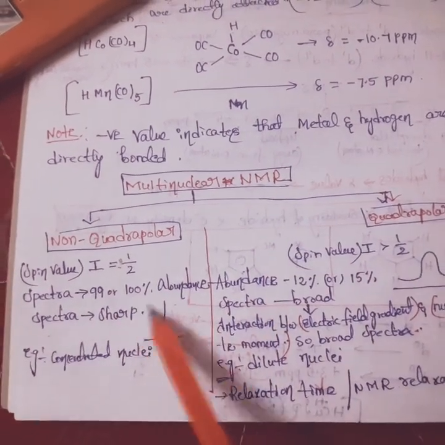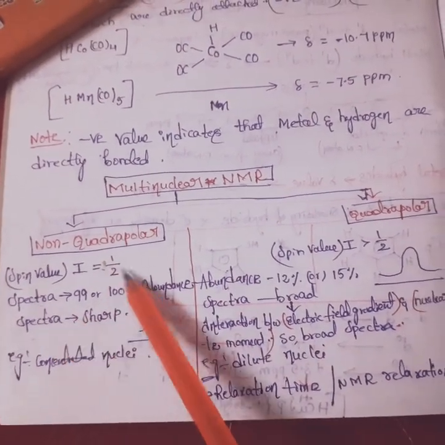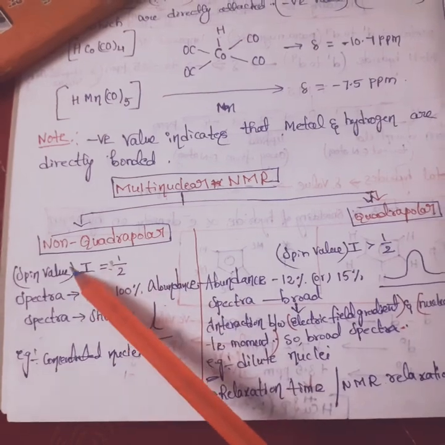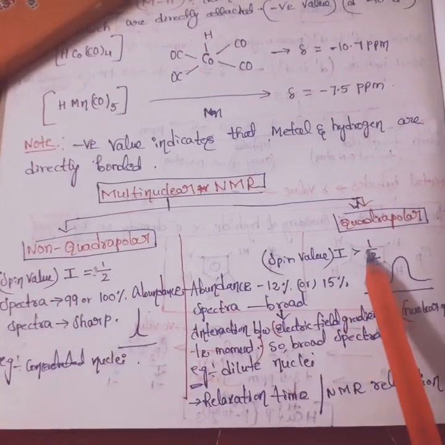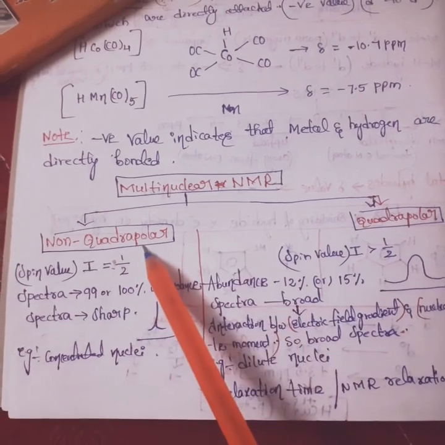Yeah, that's why I have written it like this. See, first we have to know the spin value. First let us see non-quadrupolar; later we will go through quadrupolar. Okay, first, non-quadrupolar multinuclear NMR.